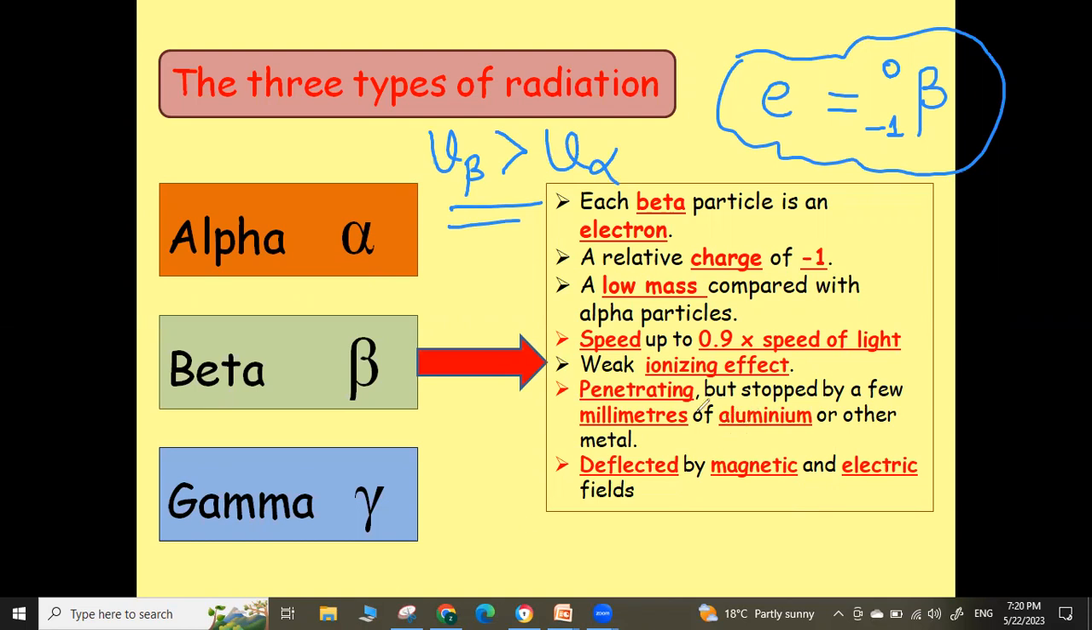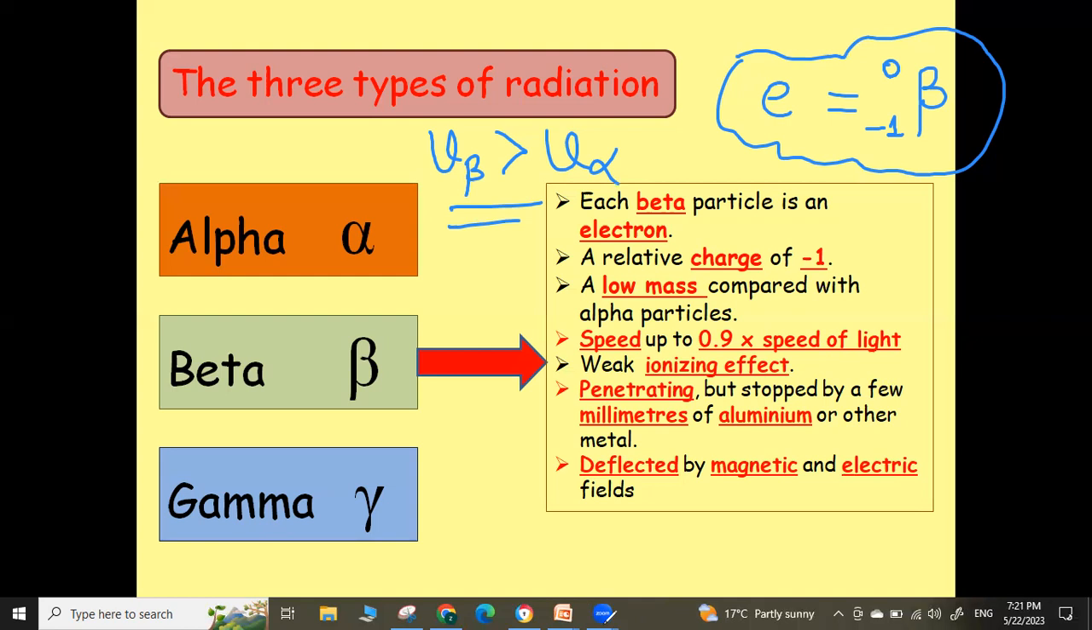The next one, weak ionizing effect. That means when they collide with an atom on their way, they are not going to easily remove electrons from the atoms that they collide with. So they have a weak ionizing effect. The next property: penetrating, but stopped by a few millimeters of aluminum or other metal. So they can penetrate into metals, but just by a few millimeters. And the last property: because they are negatively charged, they can be deflected by magnetic and electric fields, like alpha particles.